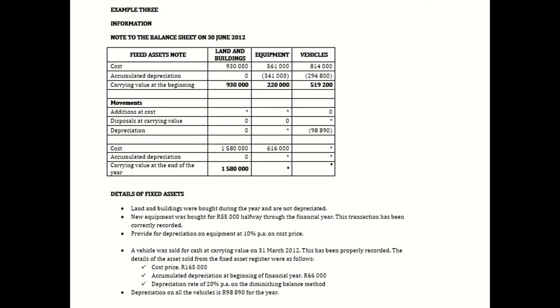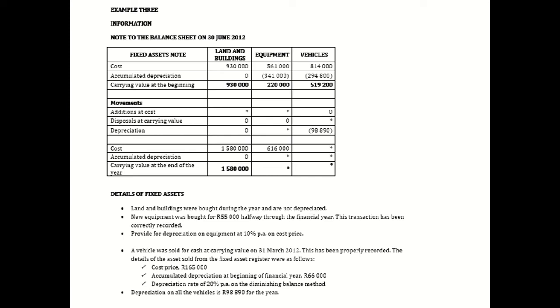So this is example 3. In example 3, you were given notes to the balance sheet. You're given cost at the beginning of the year, accumulated depreciation at the beginning of the year, and carrying value at the beginning of the year. And then you were given movements. You were told that depreciation of all vehicles for this year was 98,890.